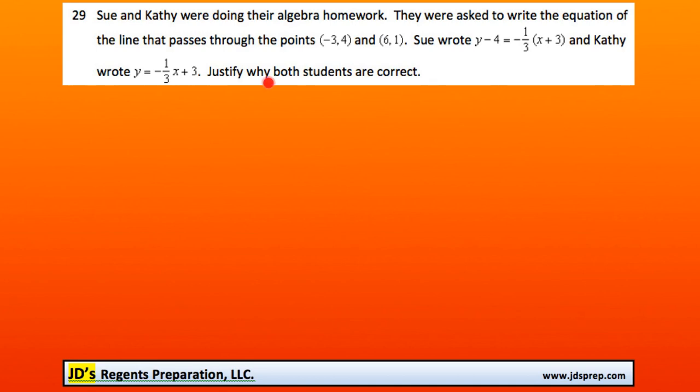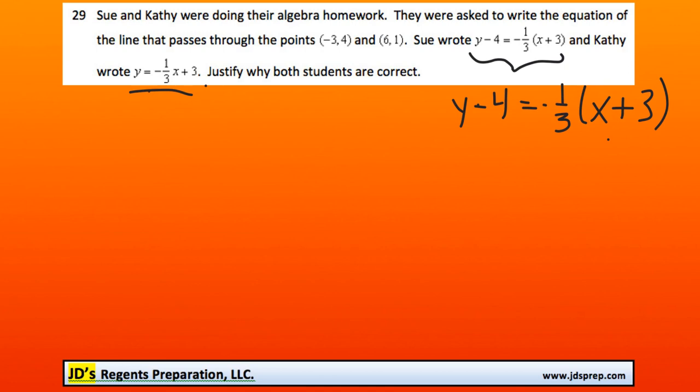Now the interesting thing is that if both of these equations are correct, that implies that they're both the same equation, just written differently. So a good starting point would be to prove that that's actually the case. How we're going to do that is we're going to take Sue's equation, y minus 4 equals -1/3 times (x plus 3), isolate y, and get rid of the brackets, and we should end up with the exact same other equation.